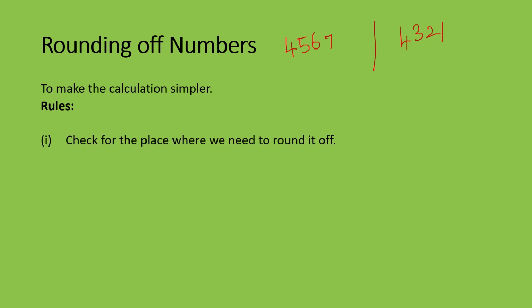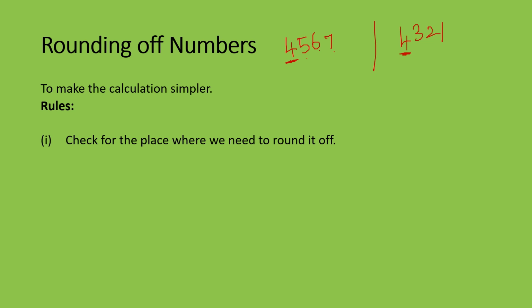Check for the place where we need to round it off. What place did I say? We need to round it off to the nearest 1000. So which is my thousands place? Ones, tens, hundreds, thousands. So this is my thousands place. Over here also, this is my thousands place. I have two examples as of now.